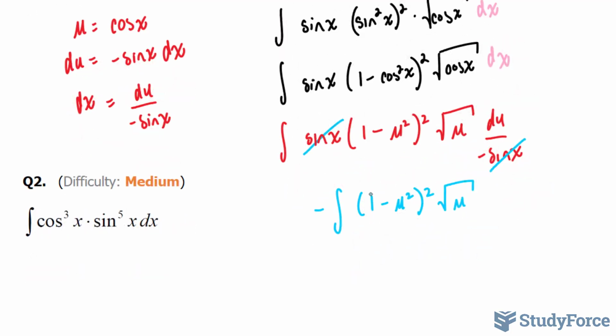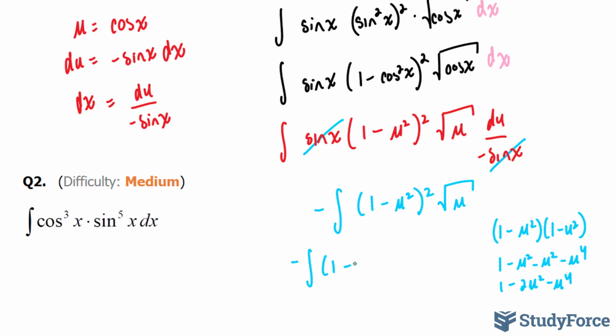Furthermore, I will expand this part of the equation, where I have, and here's a little aside for you, 1 minus u to the power of 2 times 1 minus u to the power of 2. You end up with 1 minus u to the power of 2 minus u to the power of 2 plus u to the power of 4. And these combine to 1 minus 2u to the power of 2 plus u to the power of 4. So I'm going to replace this part of the expression with this. Negative the integral of the square root of u times 1 minus 2u to the power of 2 plus u to the power of 4.